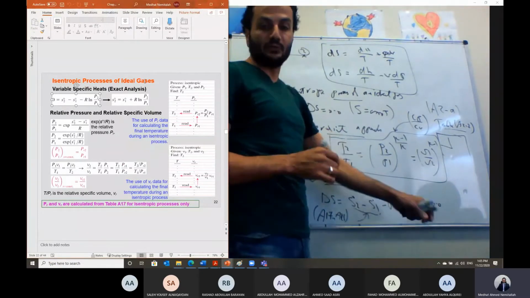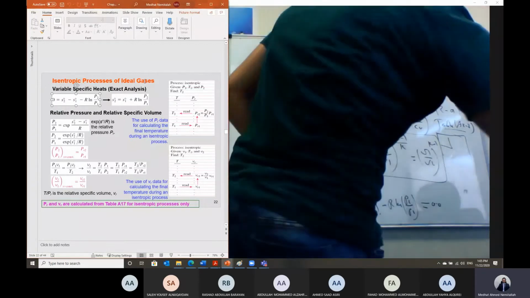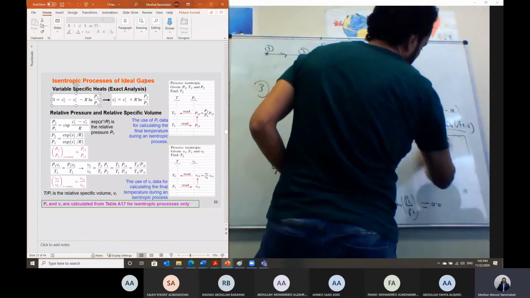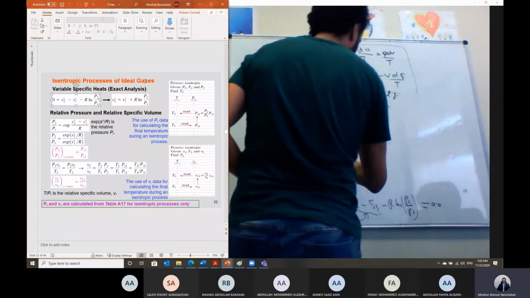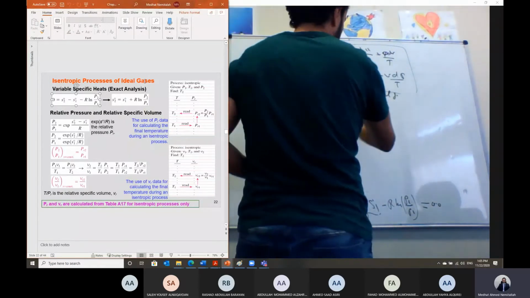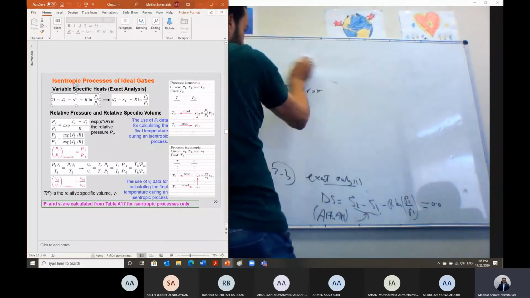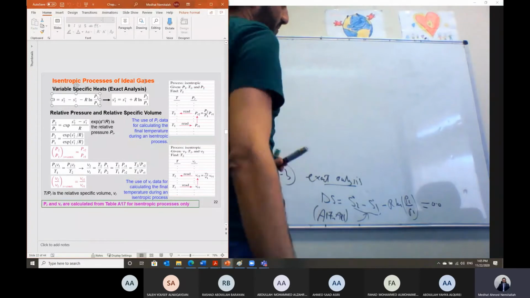in this case, this term will be 0. Then we can equate this equation to 0. If we equate this equation to 0, then we can get a relation for the pressure ratio between the final state and the initial state. Is that clear, guys? Are you following?